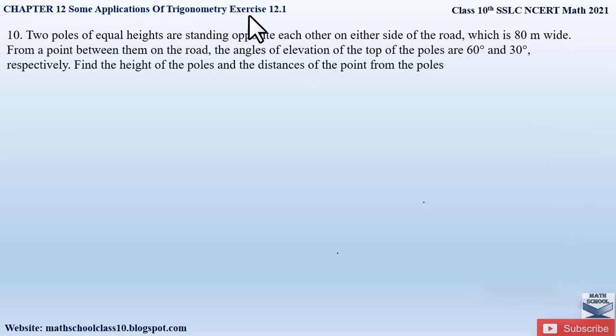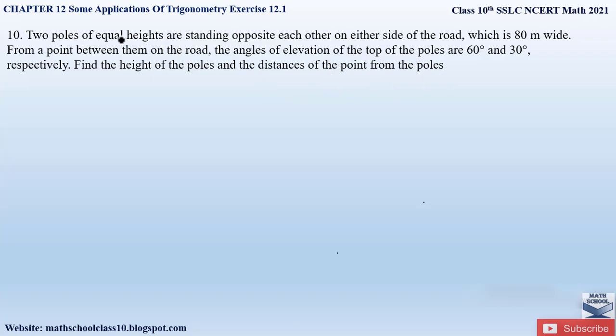Question number 10 from exercise 12.1, chapter 12, some applications of trigonometry says: two poles of equal heights are standing opposite each other on either side of the road, which is 80 meter wide. From a point between them on the road, the angle of elevation of the top of the poles are 60 degree and 30 degree respectively. Find the height of the poles and distances of the point from the pole.